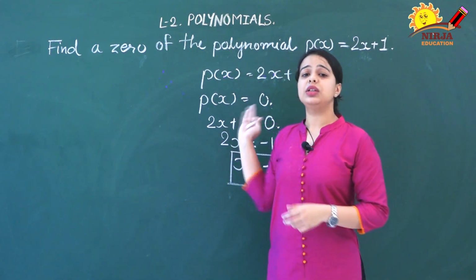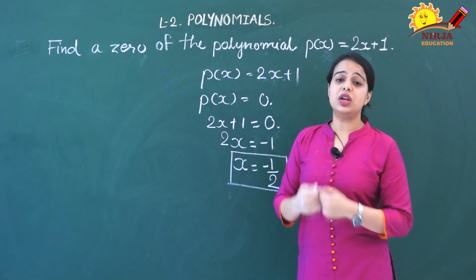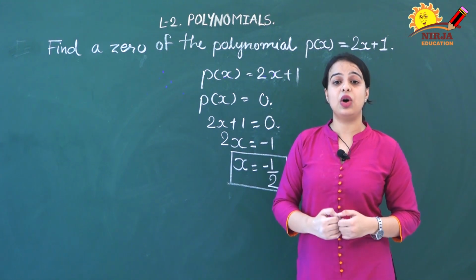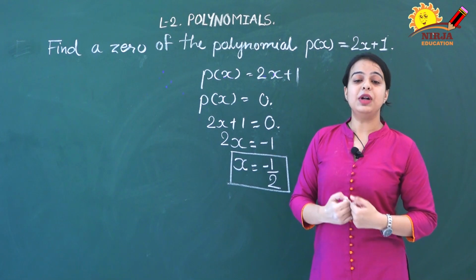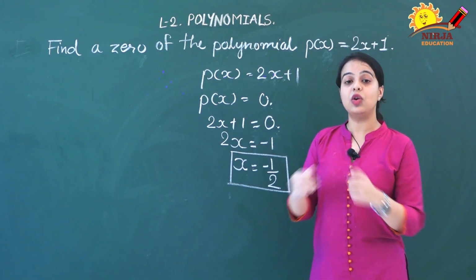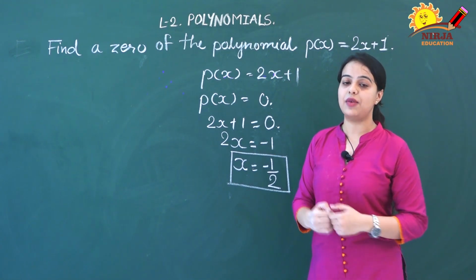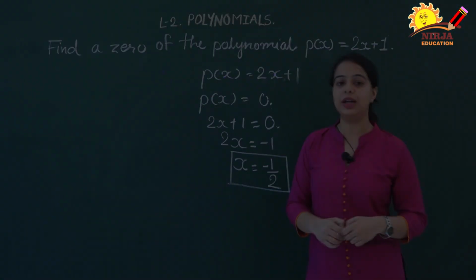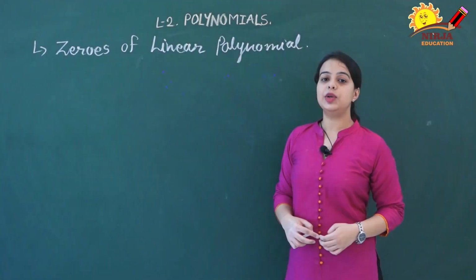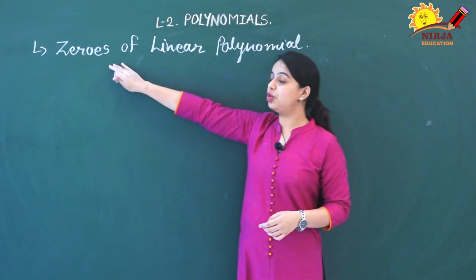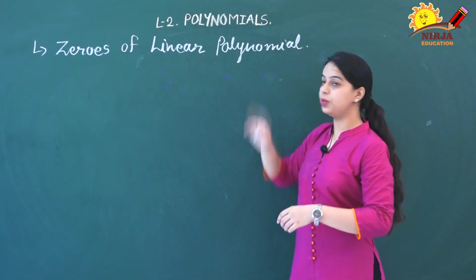But instead of doing this, let us derive a general form for how to find the zero of a linear equation, so that by putting in that equation we are able to find our zero. We don't need to solve the equation every time. Now let us see how to do that. Now we are going to derive the general form of how to find zeros of a linear polynomial.